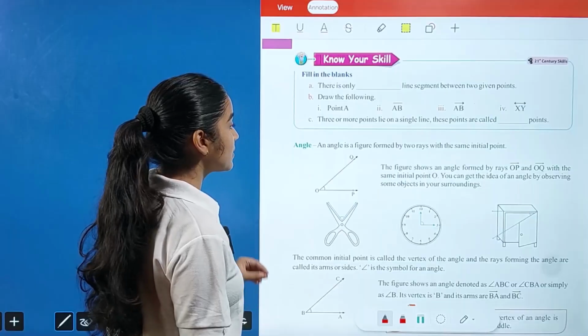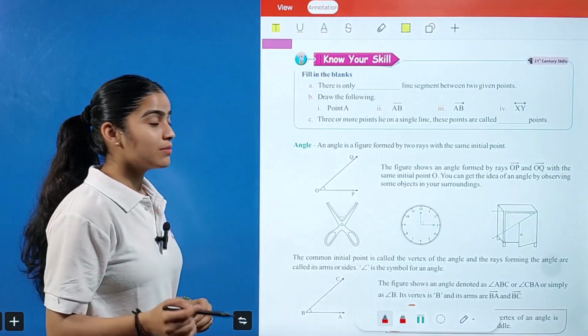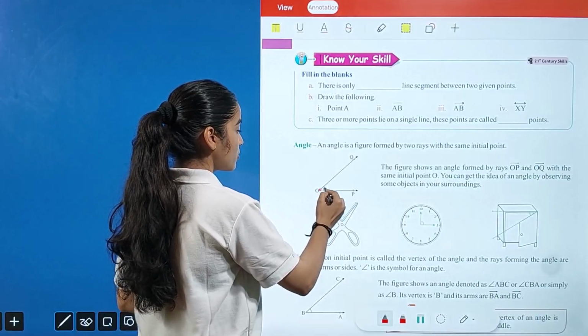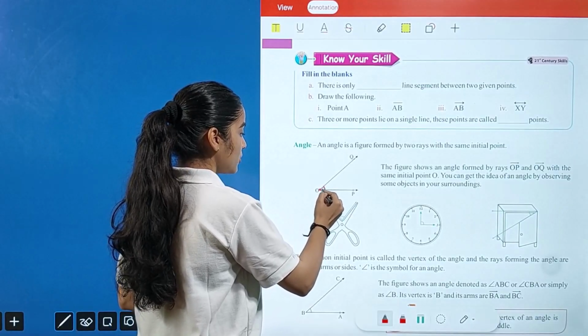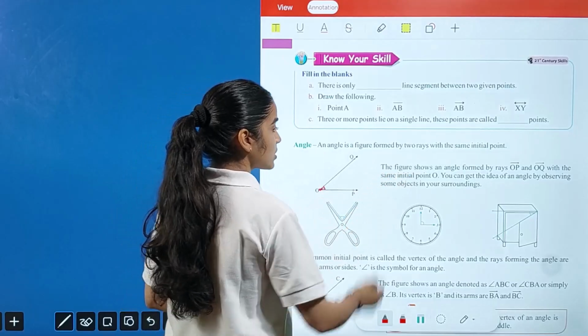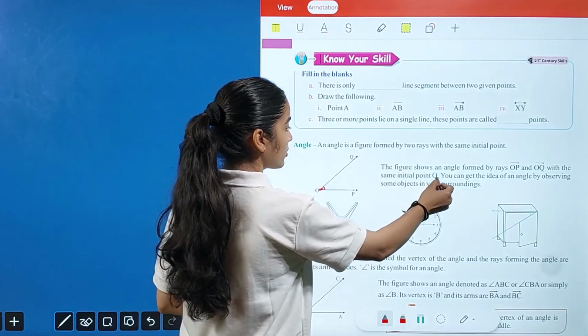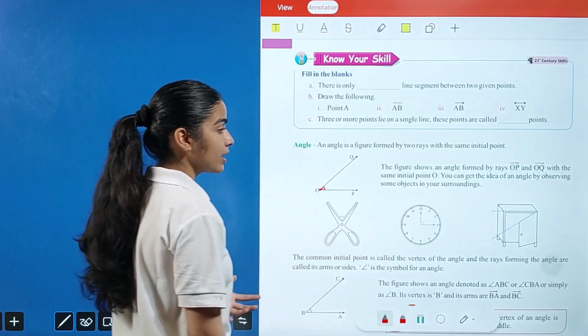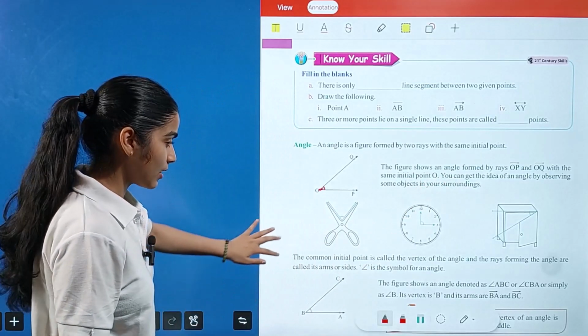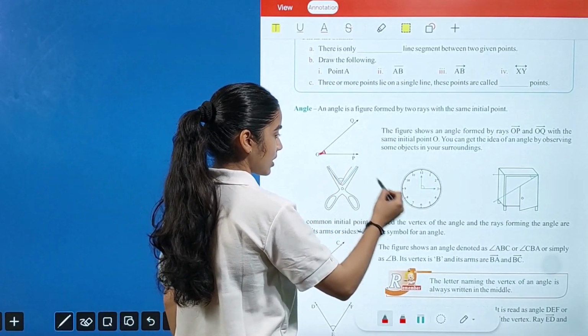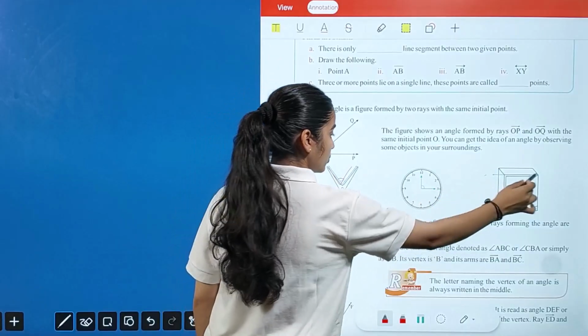Now an angle is a figure formed by two rays with the same initial point. So now we have two rays with the same initial point, and this section forms your angle. The figure shows an angle formed by rays OP and OQ with the same initial point O. You can get the idea of an angle by observing some objects in your surroundings. You have two rays, and this is your angle.